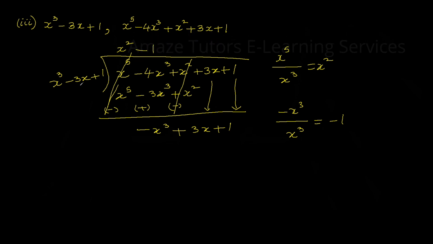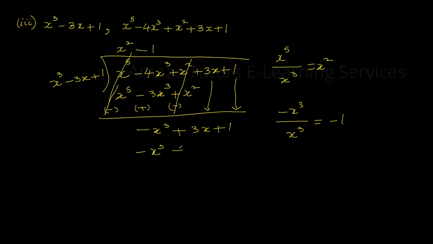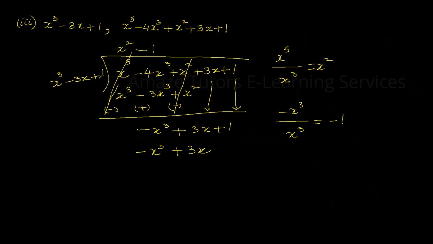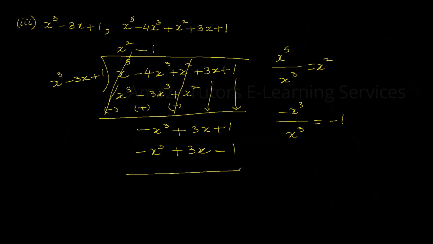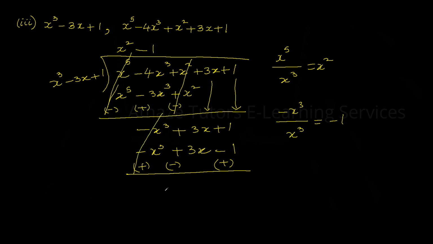Multiply the negative 1 by these three terms. Write it under this new dividend. Negative 1 times x cubed is negative x cubed. Negative 1 times negative 3x is positive 3x. Now, positive 1 times negative 1 is negative 1. Now, change the signs. Plus, minus, plus. So, x cubed and x cubed getting cancelled. 3x and 3x also getting cancelled.